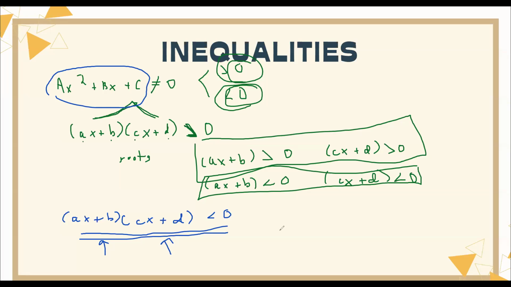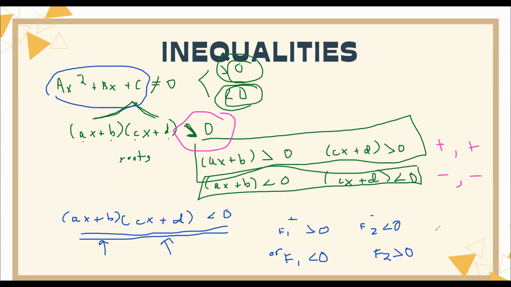then either factor 1 is greater than 0 and factor 2 is less than 0. So factor 1 is positive, the other one's negative. Or factor 1 is negative and then factor 2 is positive, right? Because of the basic multiplication rule: positive and positive makes positive, negative multiplied by negative makes positive, and a combination of positive and negative makes a negative multiplication answer.